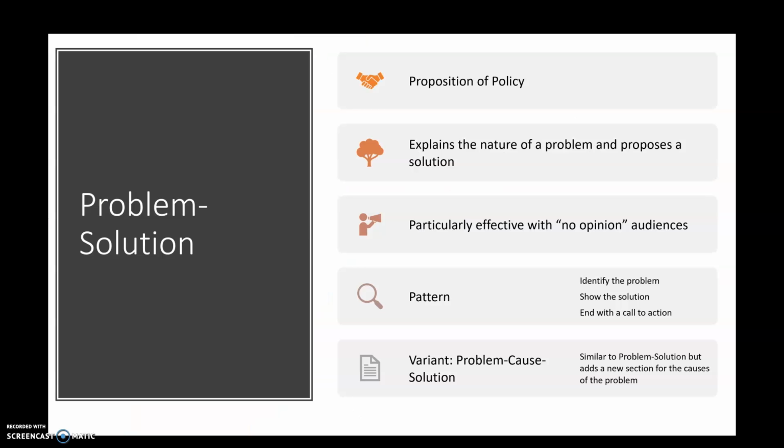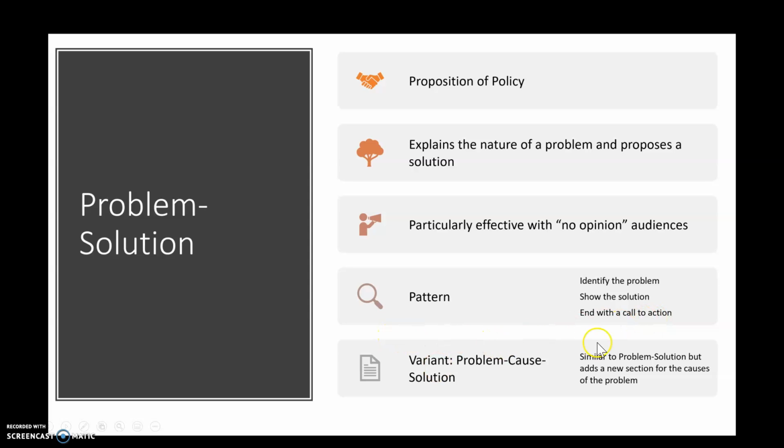Problem solution is a proposition of policy, and I tried to use different formats for the different types of propositions. So it explains the nature of a problem and then proposes a solution. And it's particularly effective with no opinion audiences. So remember those that are either uninformed or apathetic, that group. This is a particularly good way to handle those. So the pattern is to identify the problem, show the solution, and end with a call to action.